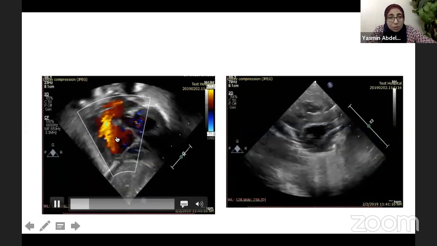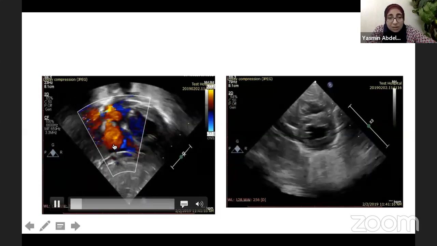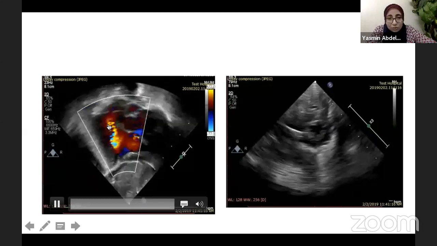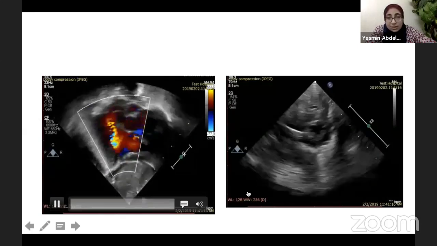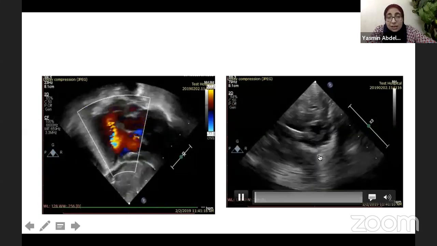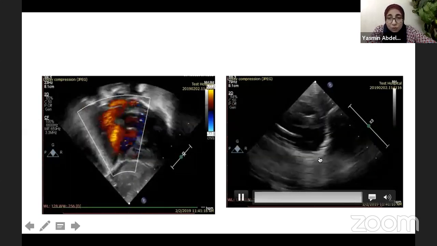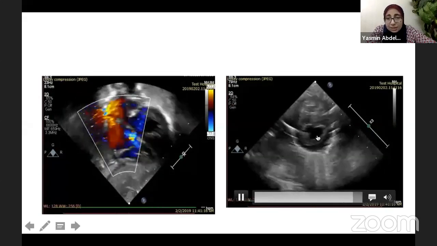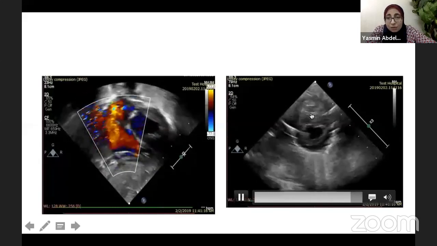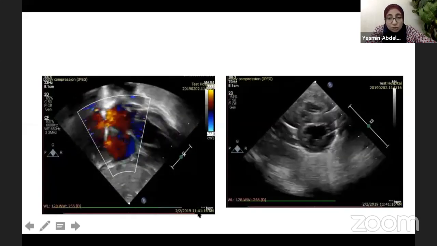This is a biatrial view. He had an associated ASD, a high secundum ASD, and also an associated sinus venosus ASD. And this is the parasternal short axis view, showing his markedly depressed LV function and a dilated hypertrophied RV with good systolic function.